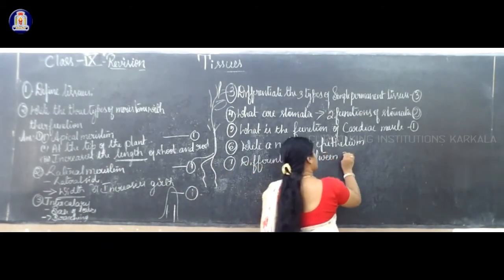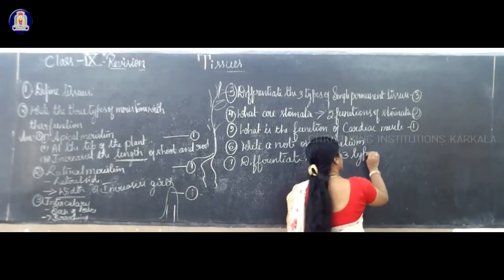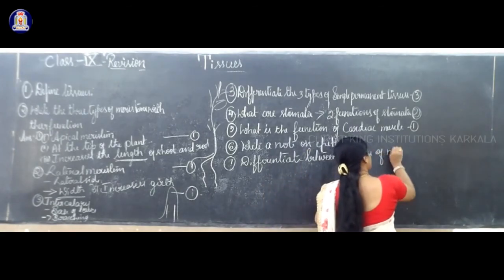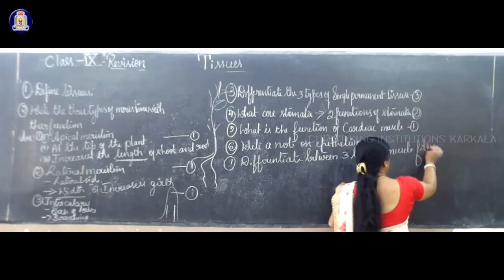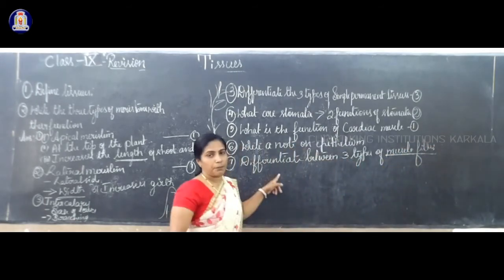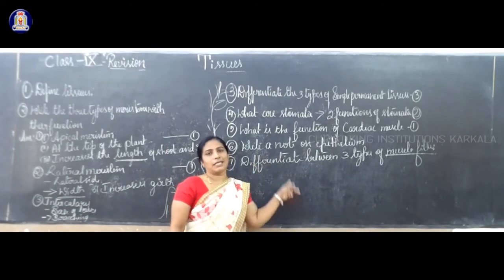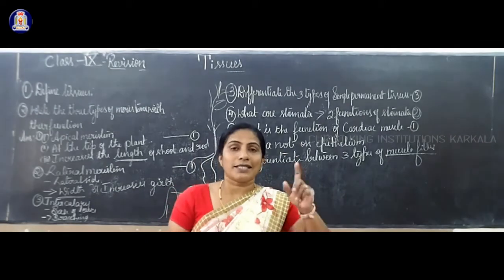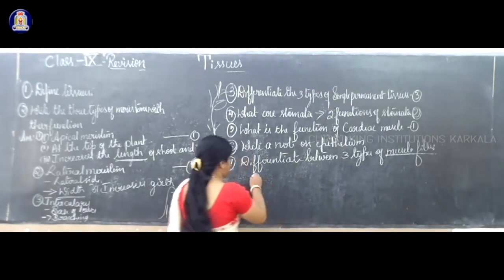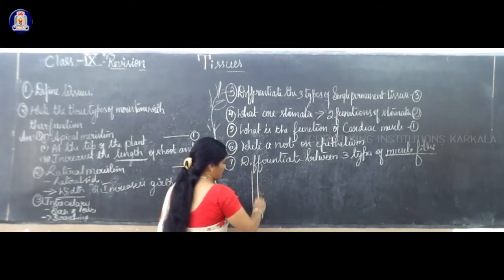That is, differentiate between 3 types of muscle fibers. Now muscles. Which are that? So striped muscle, unstriped muscle, cardiac muscle. Striped muscle means it is attached to bone. Strips are present, with just a diagram I will explain here.